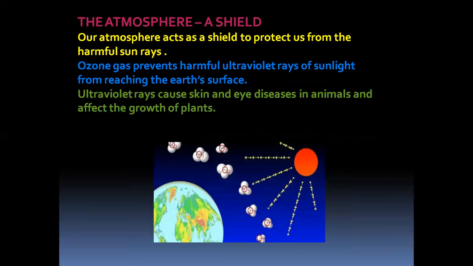The atmosphere is a shield. Our atmosphere acts as a shield to protect us from the harmful sun rays. What are the harmful sun rays? Those are ultraviolet rays. So ozone gas is present in the form of a layer and prevents these harmful ultraviolet rays of sunlight from reaching the Earth's surface. Because these ultraviolet rays cause skin and eye diseases in animals and affect the growth of plants. So it is this ozone layer that is protecting us from ultraviolet rays. You can see the picture.